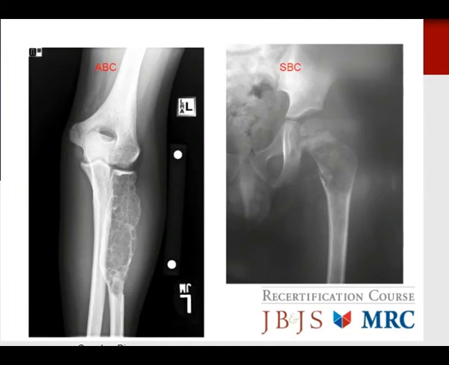Here's an example on the left, an aneurysmal bone cyst, and here's the physis. And then when you look at the lesion, you can see the lesion itself is at least 1.5 times larger than the physis. The lesion on the right is a simple bone cyst, and when you measure the width of the physis, the lesion itself is about the same size.